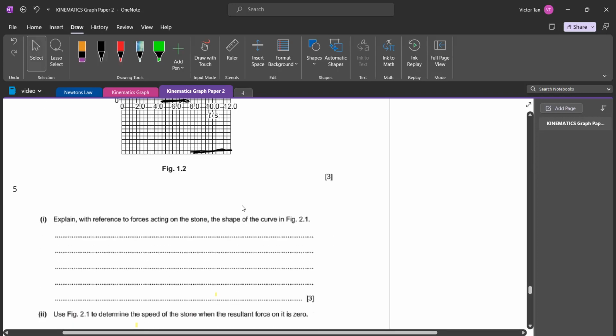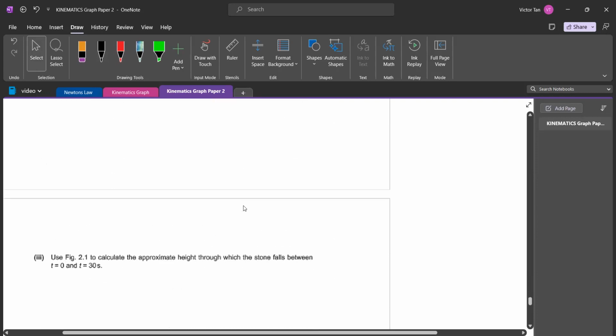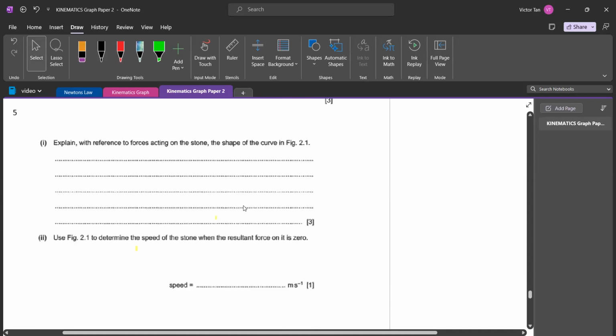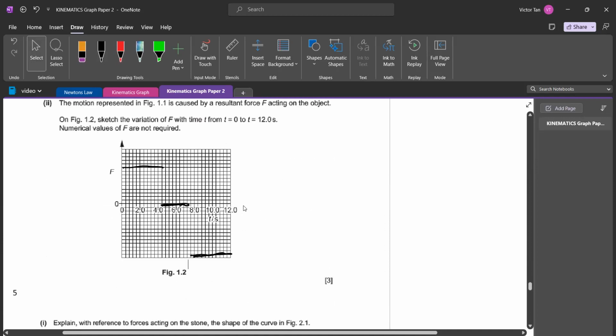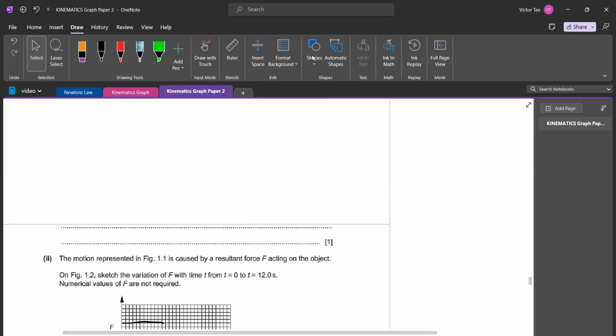Explain, with reference to forces acting on the stone, the shape of the curve in figure 2.1. I think that's it for now.